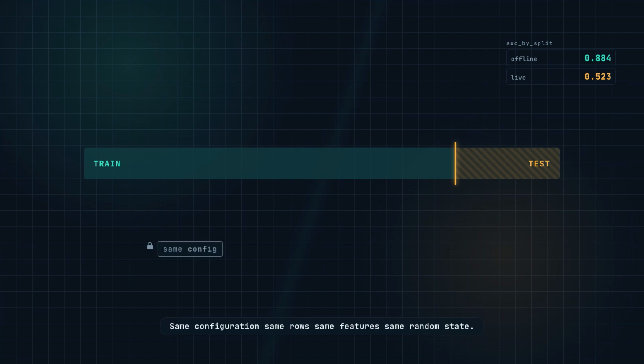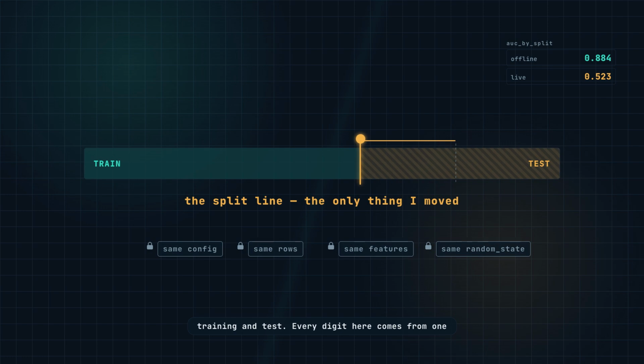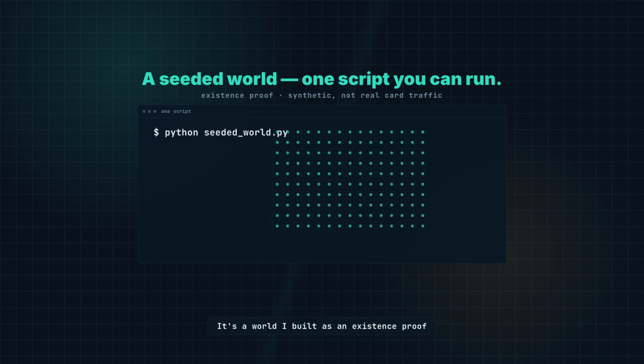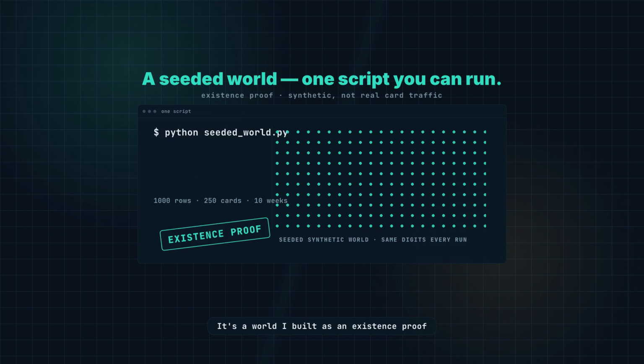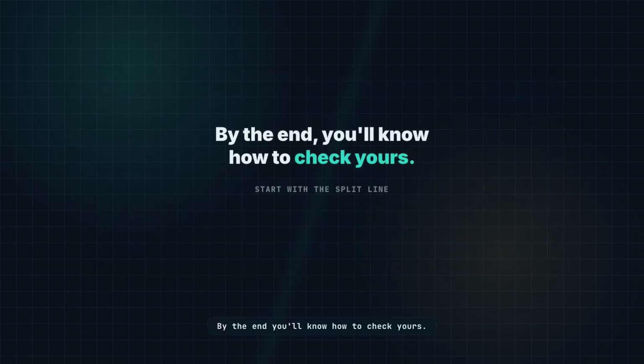Same configuration, same rows, same features, same random state. The only thing I moved was the line between training and test. Every digit here comes from one seeded script you can run yourself. It's a world I built as an existence proof, not real card traffic. The gap is 0.36 and it's sitting in a default argument. By the end, you'll know how to check yours.